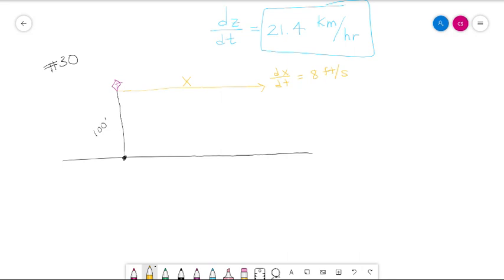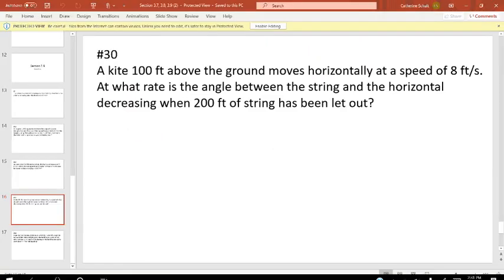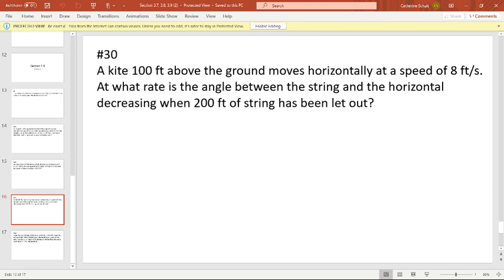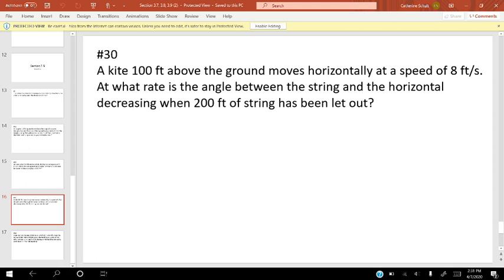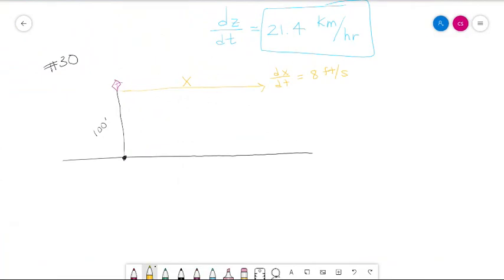And then what do we want to find? So it's 100 feet above the ground and it moves horizontally at a speed of 8 feet per second. At what rate is the angle between the string and the horizontal decreasing when 200 feet of string have been let out? Okay, so here is our kite now, right over yonder.